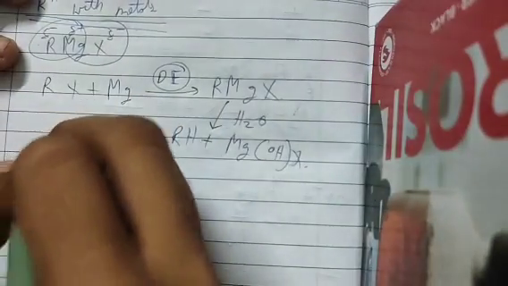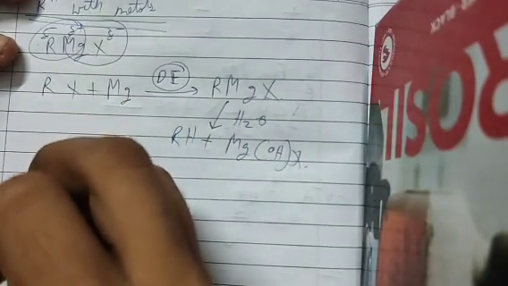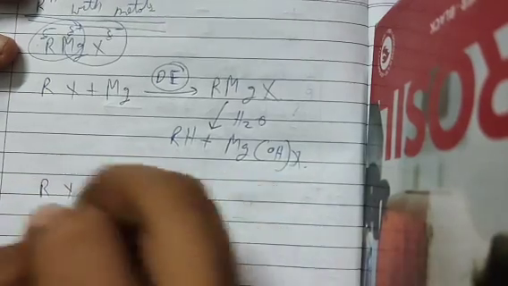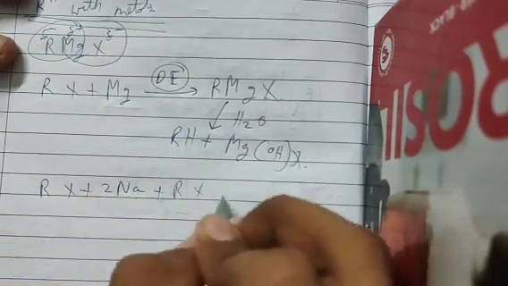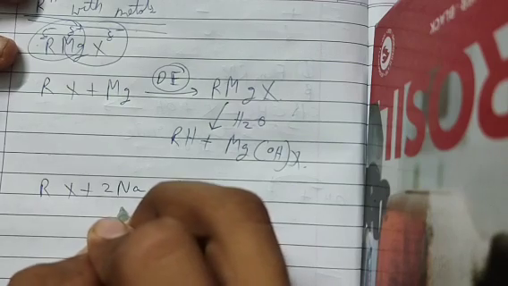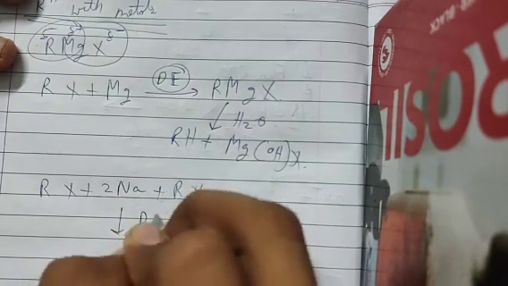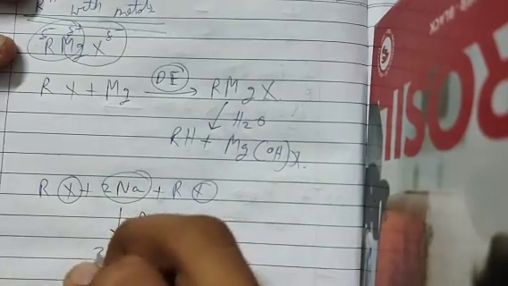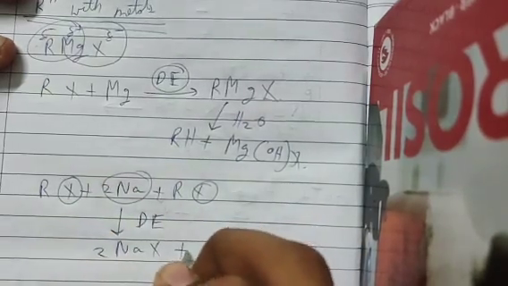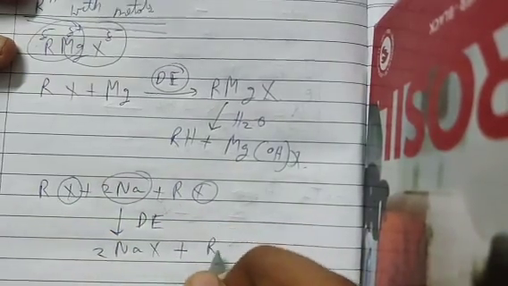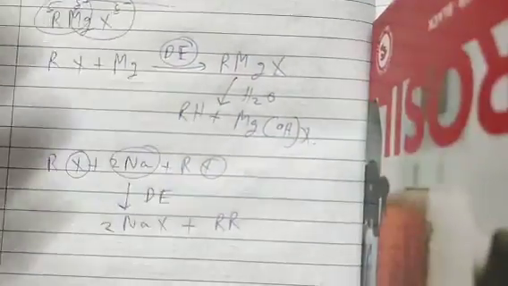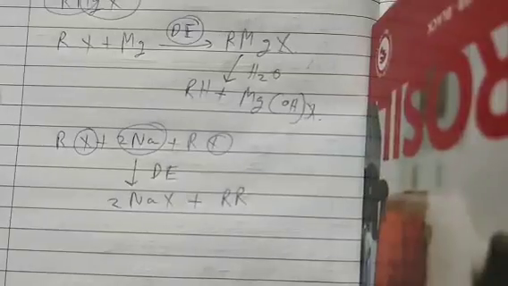Next is Wurtz's reaction. What do you have in Wurtz's reaction? I am having RX and RX, and in between I am having 2Na. This also needs to be in dry ether. So this 2Na and this X go as 2NaX, and I am getting R-R. This reaction is used to double the chain of carbon atoms.